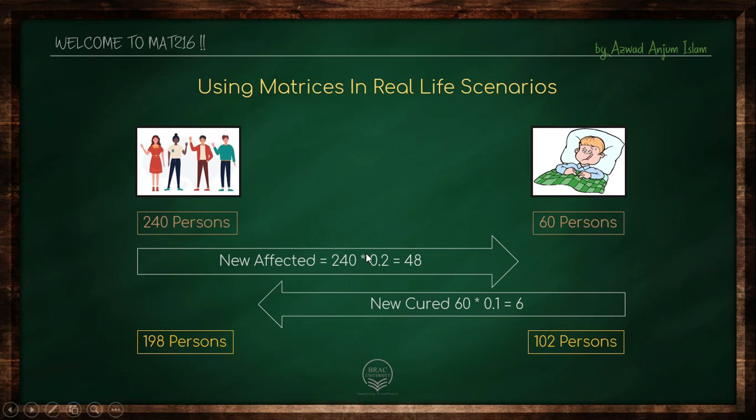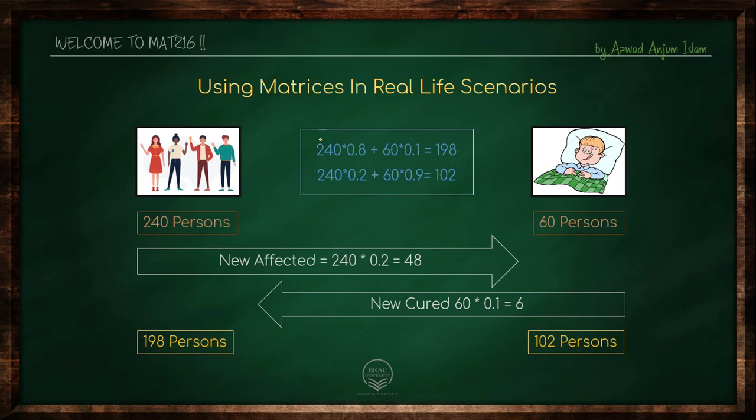We can very quickly draft up a couple of equations that can express all of these. Of the 240 persons that were healthy, 80% remained healthy, and of the 60 persons that were sick, 10% became well. So this is our count of new healthy persons. Of the 240 persons that were healthy, 20% became sick. Of the 60 persons that were sick, 90% of them remained sick. So this is our new count of sick people.